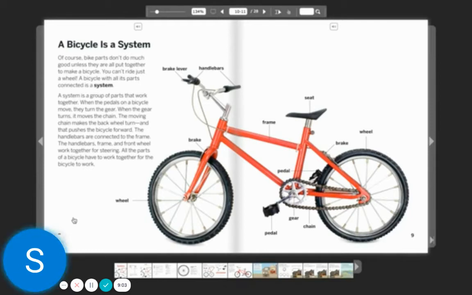When the pedals on a bicycle move, they turn the gear. When the gear turns, it moves the chain. The moving chain makes the back wheel turn, and that pushes the bicycle forward. The handlebars are connected to the frame. The handlebars, frame, and front wheel all work together for steering. All the parts of a bicycle have to work together for the bicycle to work.